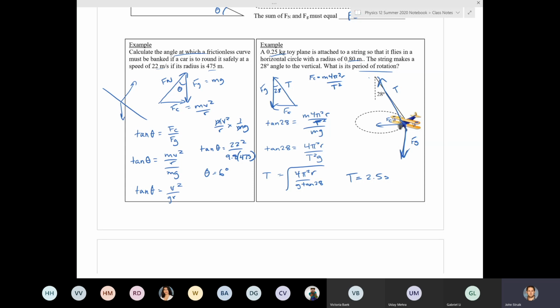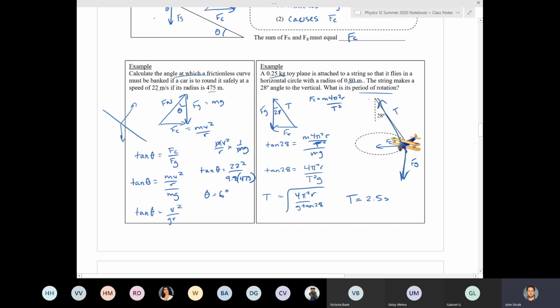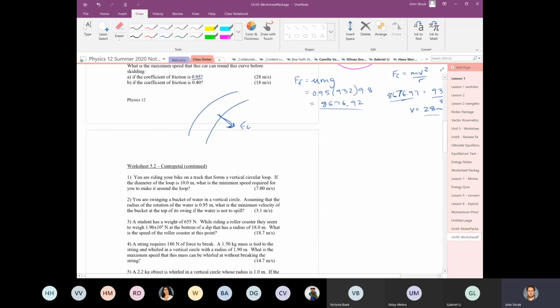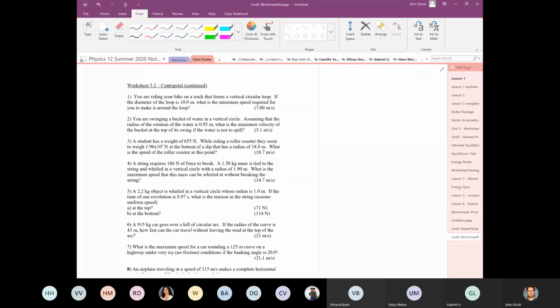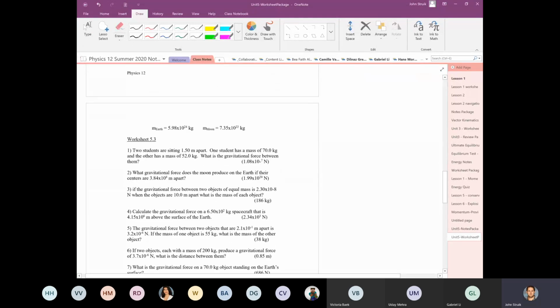Okay, so those are your banks and angles and stuff. Any questions about those? Is anybody super confused right now? Maybe. Okay, in terms of the worksheet, you can work on 5.2 now. Let's see how far it goes. Yep, just 5.2.